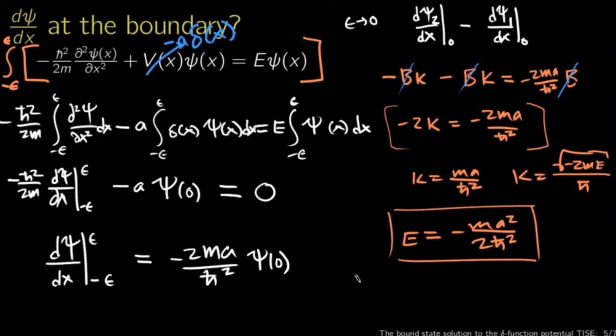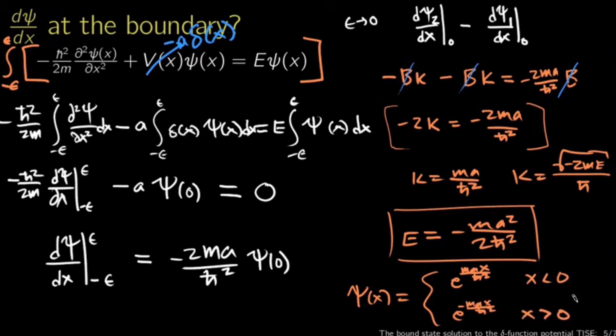What our wave function then looks like, so far, what we know is that psi of x is equal to, on the left, e, and now substituting back in to the definition for k, e to the ma(x) over h bar squared, if x is less than 0, and e to the minus ma(x) over h bar squared, if x is greater than 0. Now, all of this had a b multiplying it out front, which I canceled out here. So my first derivative boundary condition did not help me find b.